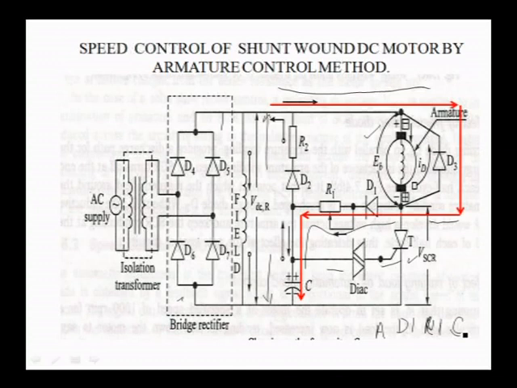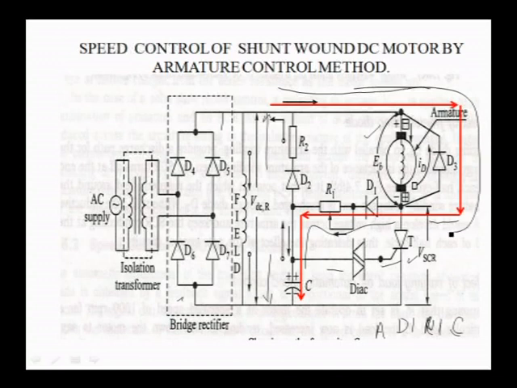During the positive cycle, refer to the figure now. During the positive cycle, pulsating voltage is applied across the armature. Again the path will be D1, R1 and C. The capacitor will get charged. This is the path I have shown in the figure.